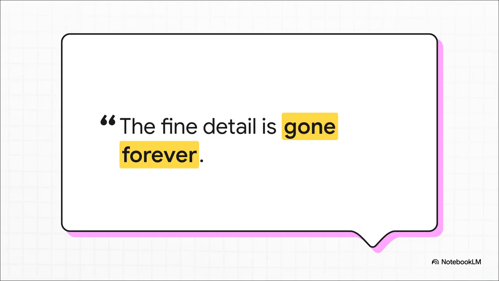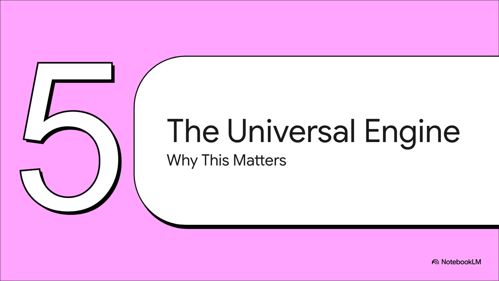And that right there is the fundamental truth of what we call lossy compression. The fine detail is gone forever. But by being so clever about sorting the data first, the shrinking machine makes sure that the stuff it throws away is the stuff our eyes are least likely to miss in the first place. It's a brilliant trade-off. So, we've finished our tour of the factory.